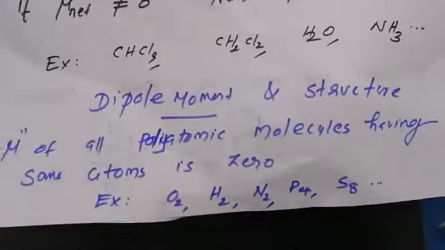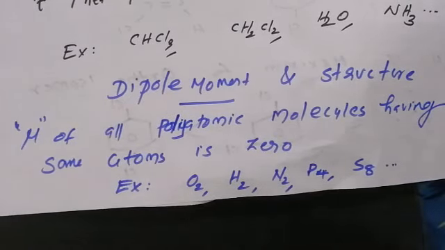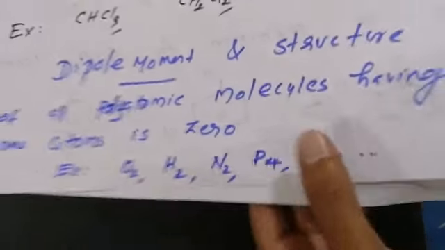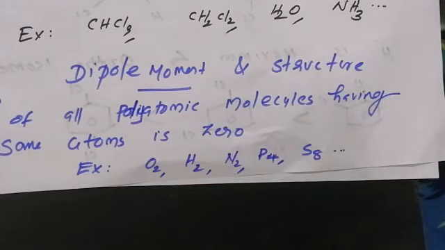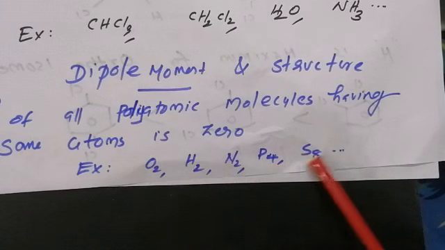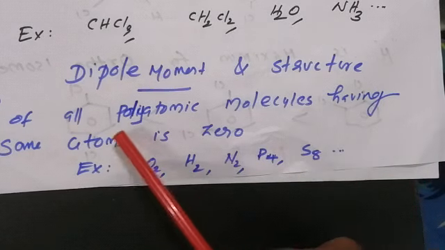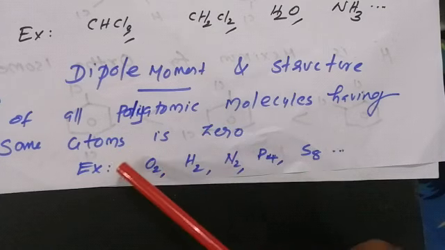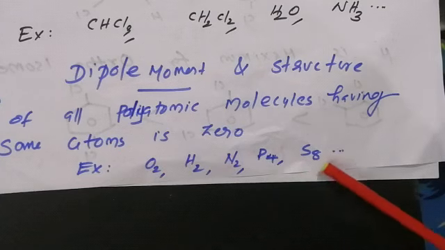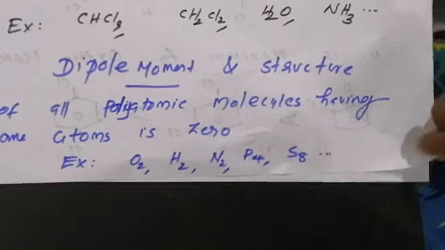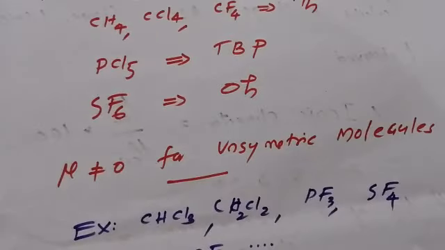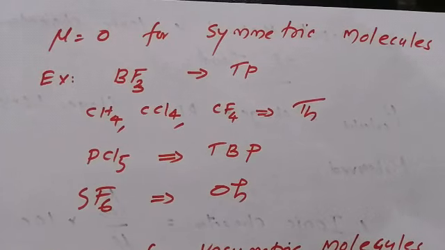Now dipole moment and structure. For any polyatomic molecule that is an element, the dipole moment is 0. What are elements? They contain the same type of atoms. Whatever the number of atoms, their dipole moment is 0. Second, the dipole moment of symmetric molecules is 0. Mu is equal to 0 for symmetric molecules.